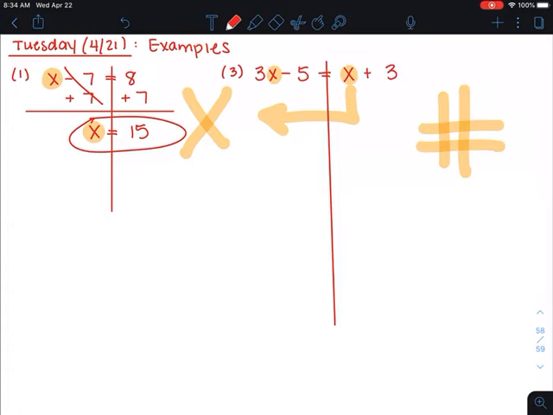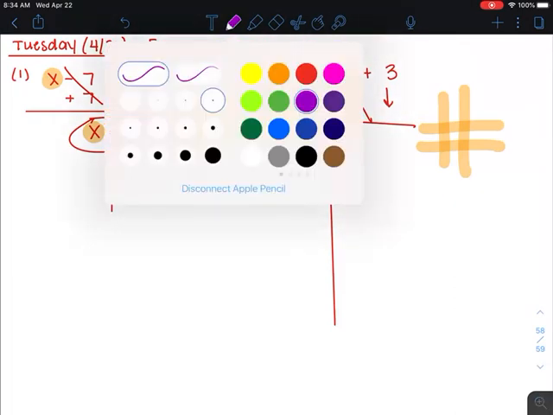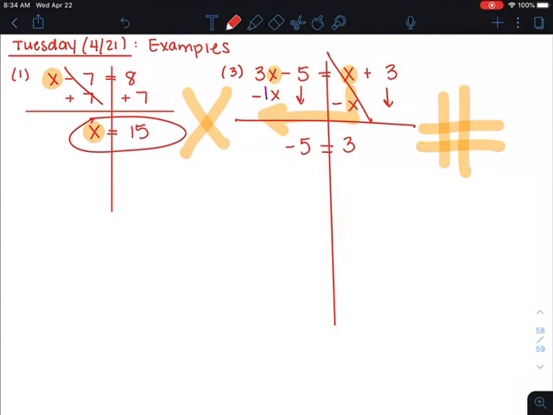So I need to bring this x over here. To do that, I have to do the opposite operation. Currently, I have a positive x. The opposite of a positive x is a negative x. So if I subtract an x from both sides, x minus x cancels, which gives me my 3. My 3 will come down. My negative 5 will come down as well. Now 3x minus x, there's like an invisible 1 in front of this x, so we want to go ahead and subtract it. 3x minus 1x is 2x.